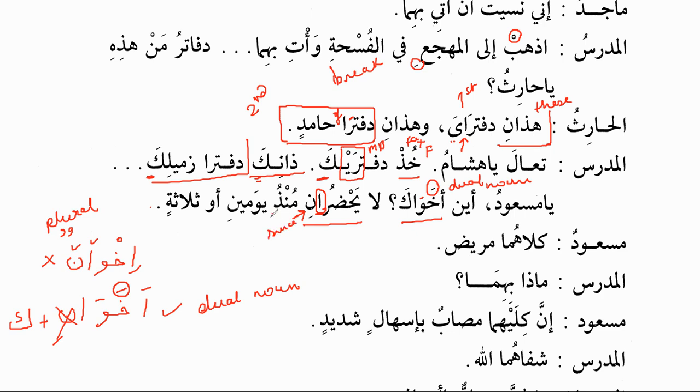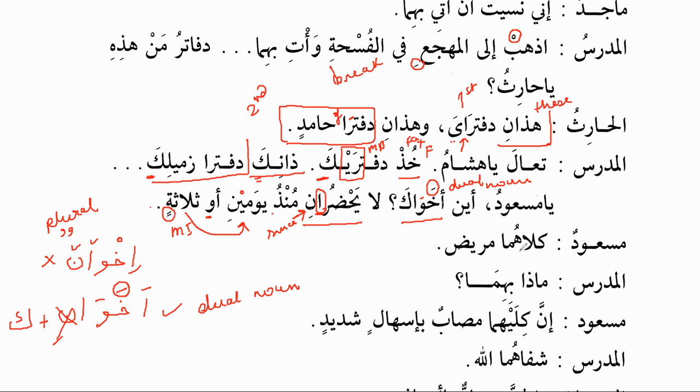Mundu is also a zarf since yawmain. This is the dual for yawm. Yawmaini. Mundu yawmaini is an idaafah. Since 2 days, aw thalathatin. That's why it is in kasratan, because this is also mudaf ilahi following the same haraka. And why is it having the same haraka? Because of the at. And it is following the haraka of the mudaf ilahi. So, mundu yawmaini aw thalathatin means they are not present since 2 or 3 days.